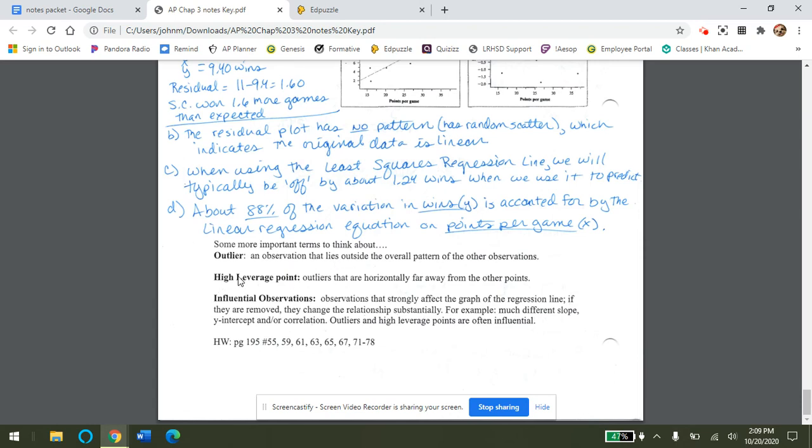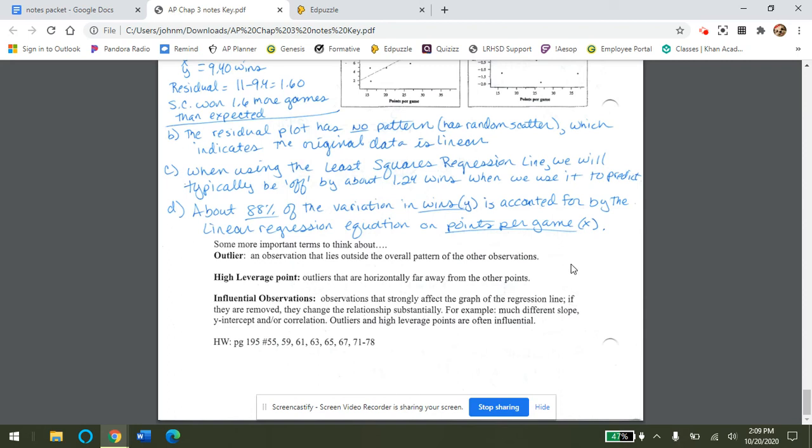But you also can have this, a high leverage point. High leverage point is a vocab term that's relatively new in statistics land. So this isn't actually in your textbook, but it's now in the AP curriculum. So it's when outliers are horizontally far away from other points.